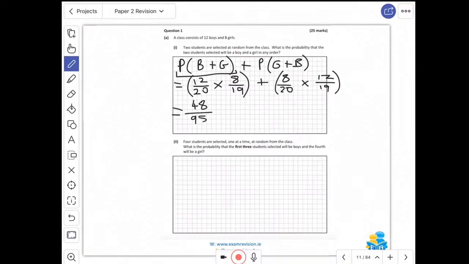Okay, so again, that would be the way I would do it if I saw this coming up on the exam, and that's kind of junior cert maths really. You're using the fact that it's something and something happening together. So I'm multiplying the two probabilities, thinking of it like a tree diagram.